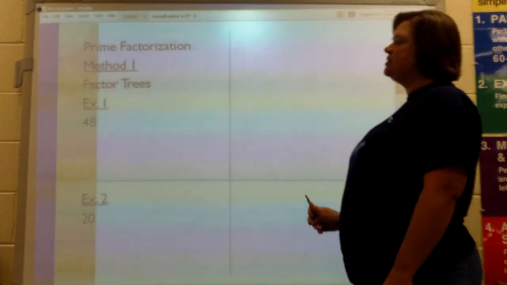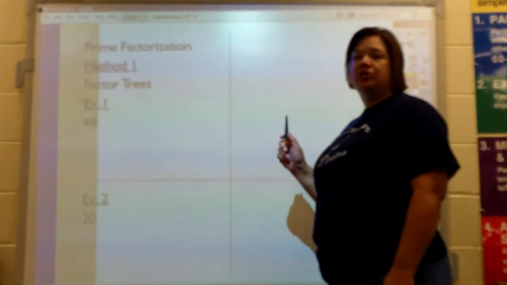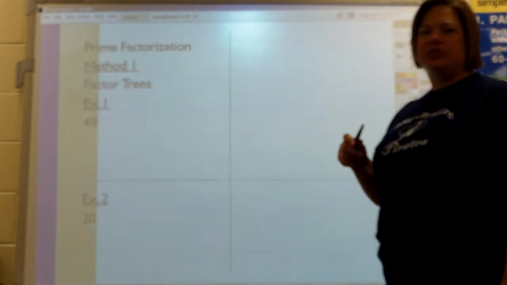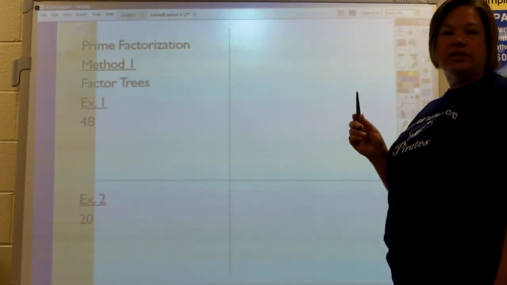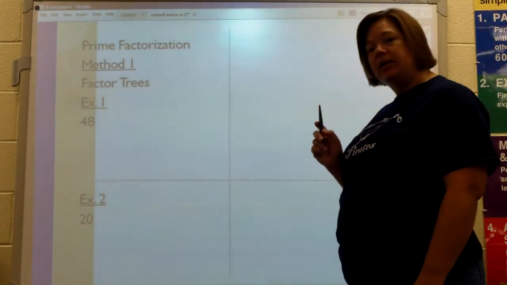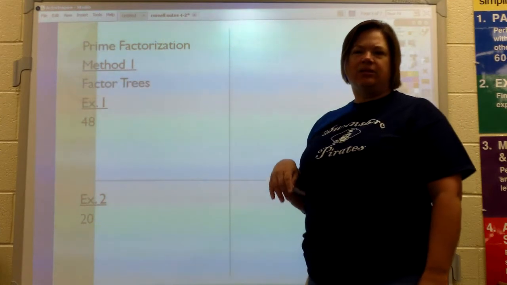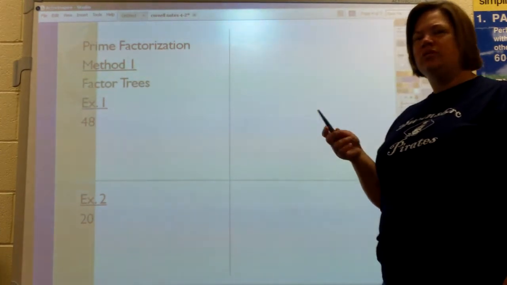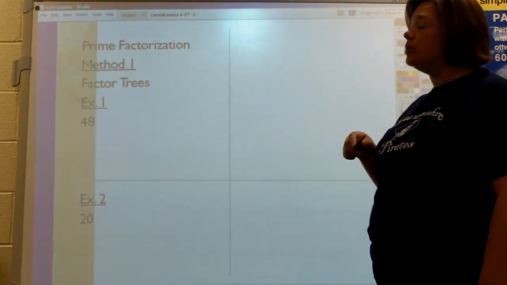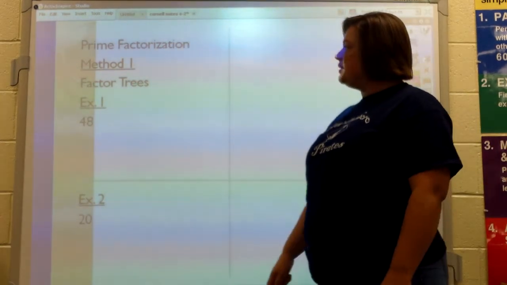Let's look at prime factorization. Today we're going to look at the factor tree method, which most of you probably have already learned in elementary school. Tomorrow's lesson we're going to do prime factorization as well, but we're going to be looking at a ladder method, which is a little different, and most of you probably haven't learned the ladder method before. Let's look at the tree method.